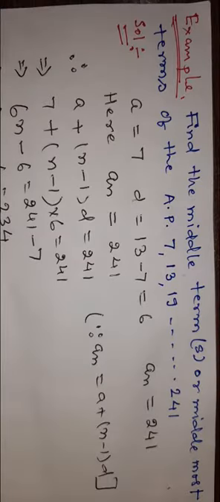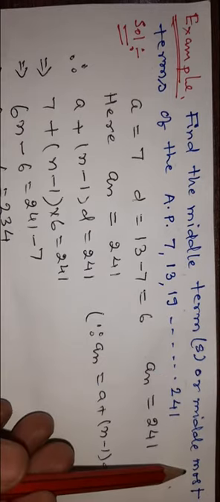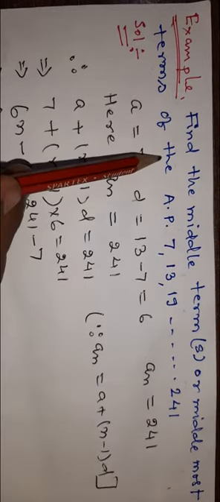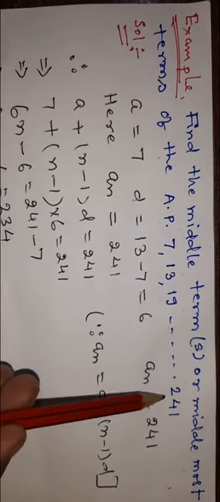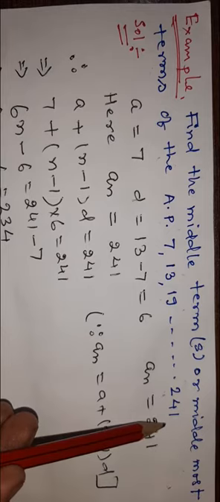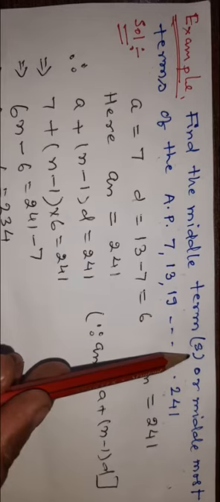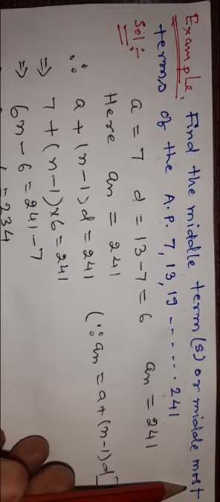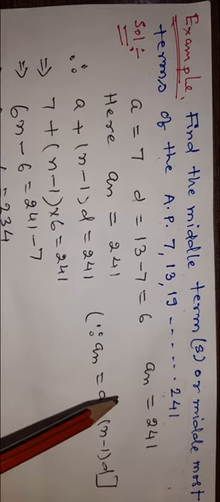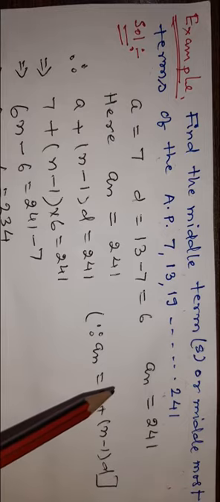Here is the next example I have taken. Find the middle terms or middlemost terms of the AP 7, 13, 19 ... 241. इसमें एस लगा हुआ है, टर्म्स है, इसका मतलब दो मिडिल टर्म होंगे या मिडिल मोस्ट टर्म यहाँ दिया हुआ है. इससे पता चलता है कि यहाँ एन क्या होगा, इवन होगा. ओके.